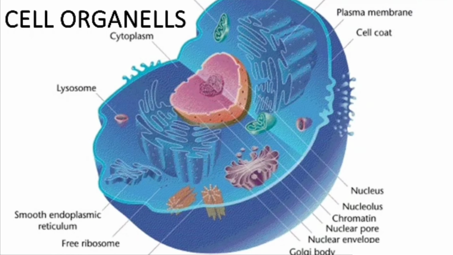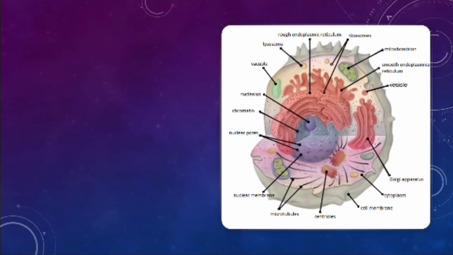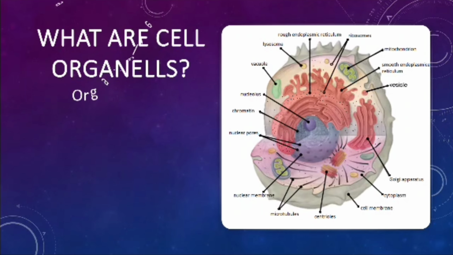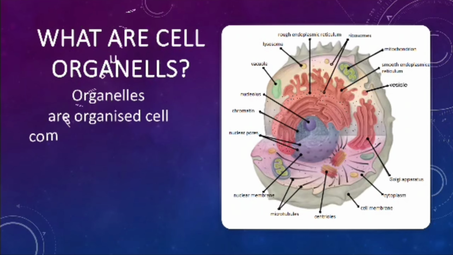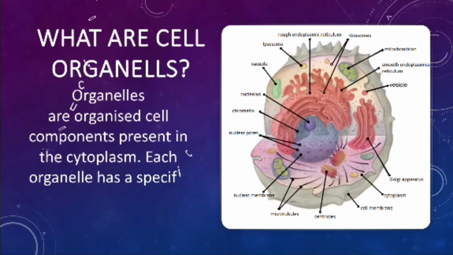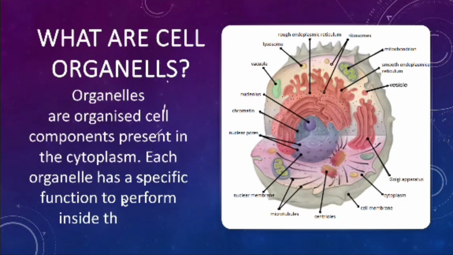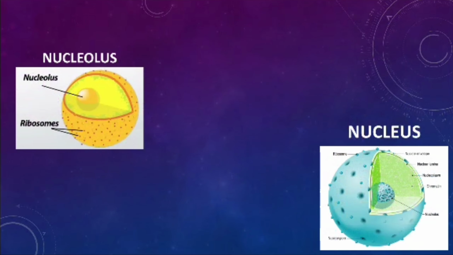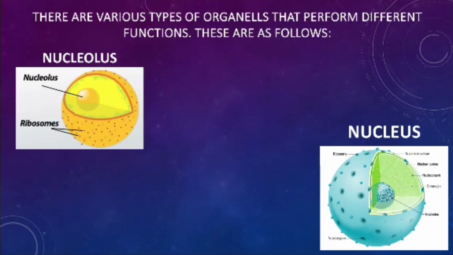Cell organelles. What are cell organelles? Organelles are organized cell components present in the cytoplasm. Each organelle has a specific function to perform inside the cell. There are various types of organelles that perform different functions. These are as follows: nucleolus.